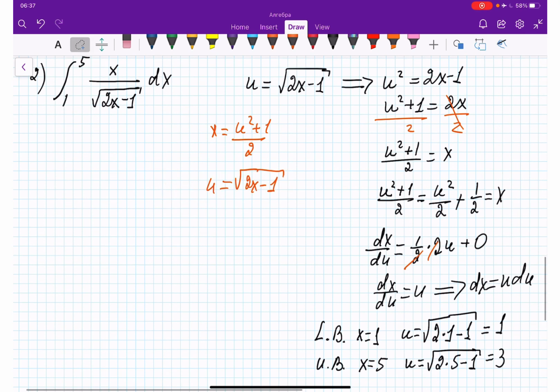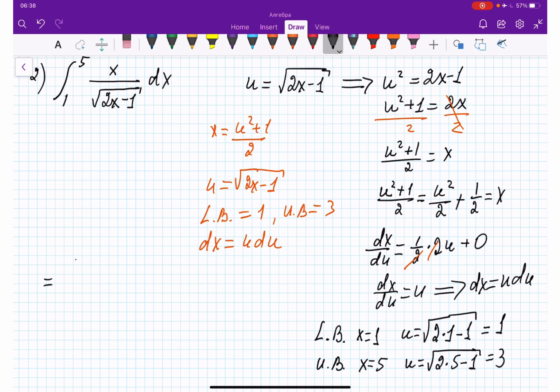What else do we have? We have the lower boundary and upper boundary. The lower boundary is going to be 1. The upper boundary is going to be 3. And we have dx. We have u du equal to dx. Hold on. dx is equal to u du. Okay, so we have everything we need. Let's plug in now.